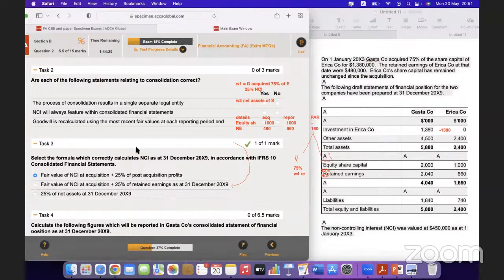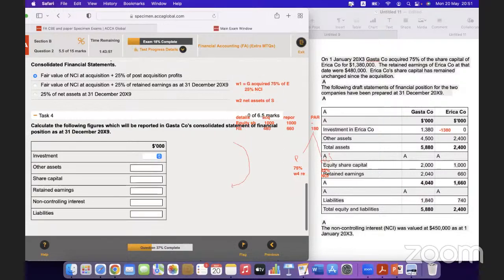So normally, how do we calculate NCI, guys? We take the fair value of NCI. To that, we have to add PAR, post acquisition reserve, not the whole thing, only the NCI share. That's why I took this as the answer. These two are incorrect, guys. We don't add the closing reserve. You have to add the post acquisition reserve. Right. Then, guys, let's go down.